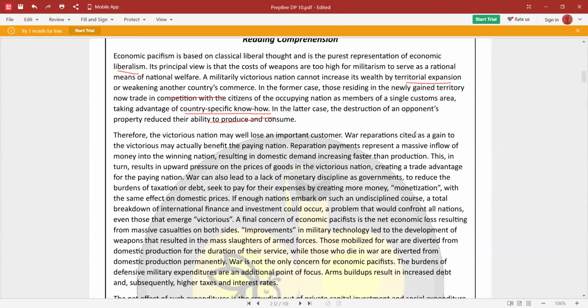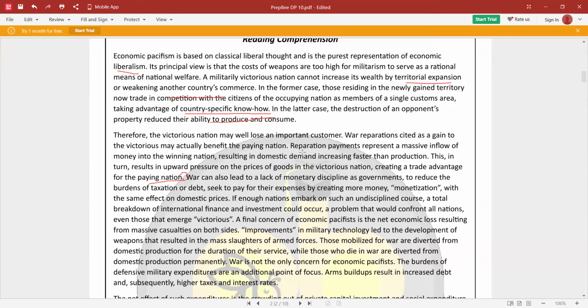War reparations cited as a gain to the victorious may actually benefit the paying nation. Reparations are nothing but payments that are made by the losing side, which are often considered as a benefit for the winner, but would actually help the nation paying them. How? Let's see. Reparation payments represent a massive inflow of money into the winning nation, resulting in domestic demand increasing faster than production. So when reparations flood in the winner's economy, they boost the demand for goods beyond what the winner can produce domestically. This in turn results in upward pressure on the prices of goods in the victorious nation, creating a trade advantage for the paying nation.